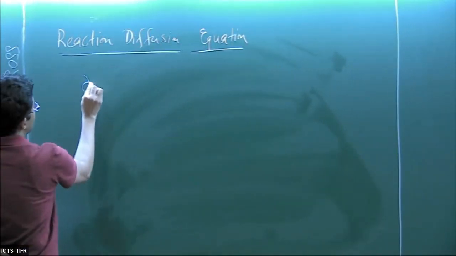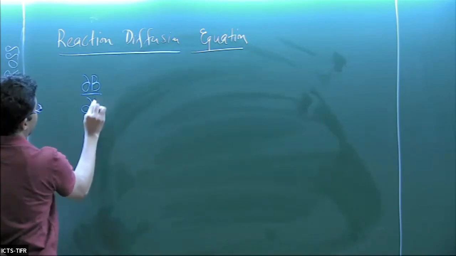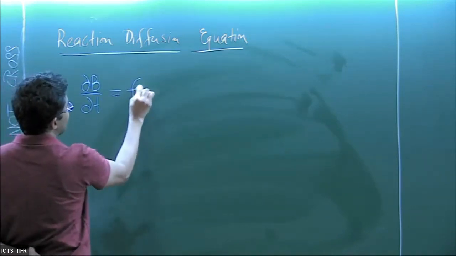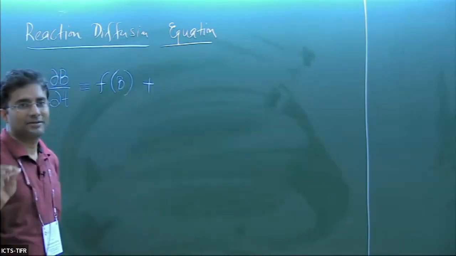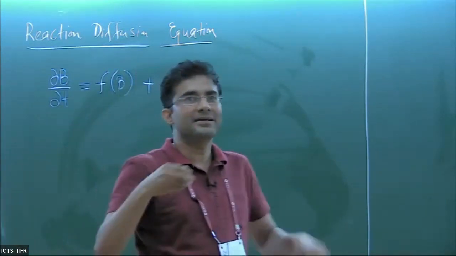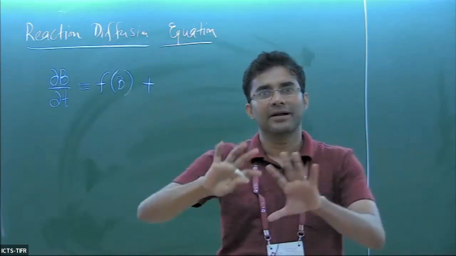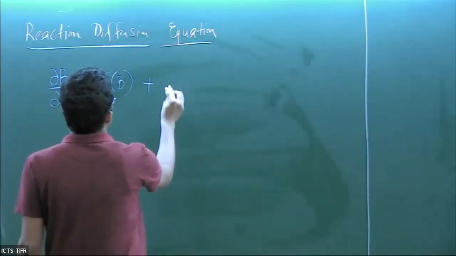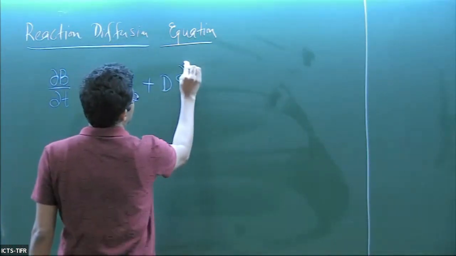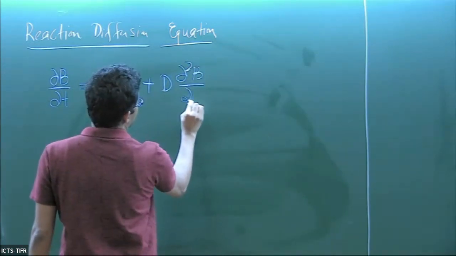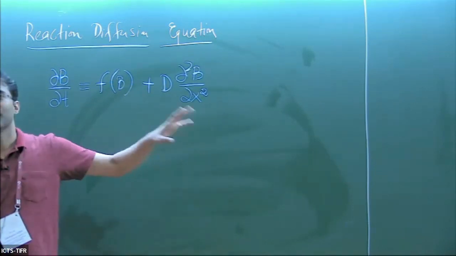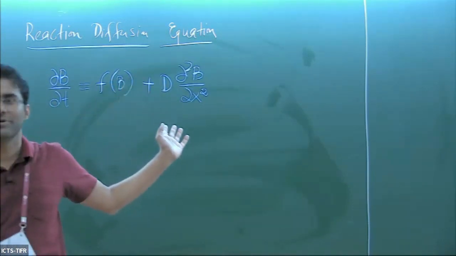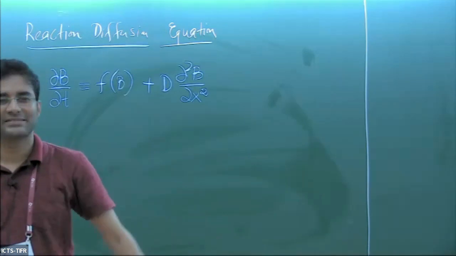We have a reaction diffusion equation. So B is some biological variable of interest, and we assume that whatever constitutes that B has this feature of random movement in space. As you can see, I'm only writing X, I'm not writing Y, but whatever I'm doing in 1D, you can easily generalize to 2D as well.